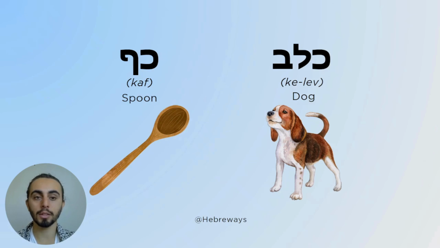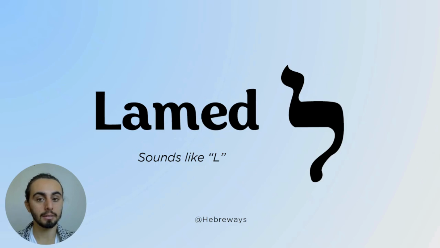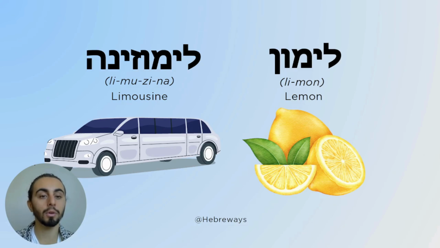The 12th letter is Lamed. Sounds like L. For example, limon. Lemon. Or limonada as lemonade. Whereas on the left, we got limousina. Limousine. Limon, limousina. We already did more than half.